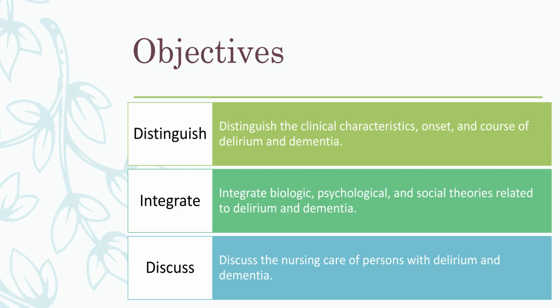Your objectives for this chapter are to be able to distinguish the clinical characteristics, onset, and course of delirium and dementia. You're to integrate biological, psychological, and social theories related to delirium and dementia. And then I'd like you to be able to discuss the nursing care of a person with delirium and dementia. These two areas are going to be a primary focus for this chapter. When you think about both of these diagnoses, I want you to be looking at them in the perspective of what safety and care look like.